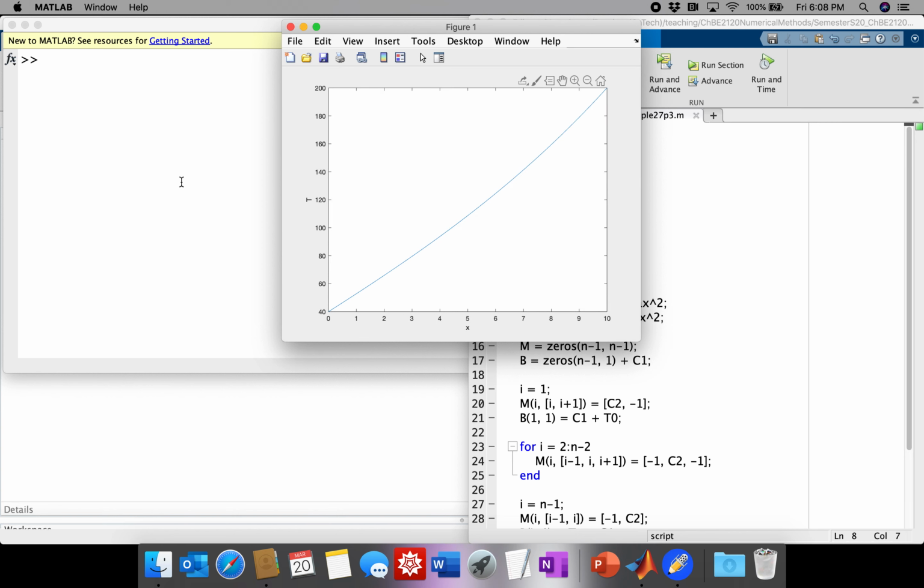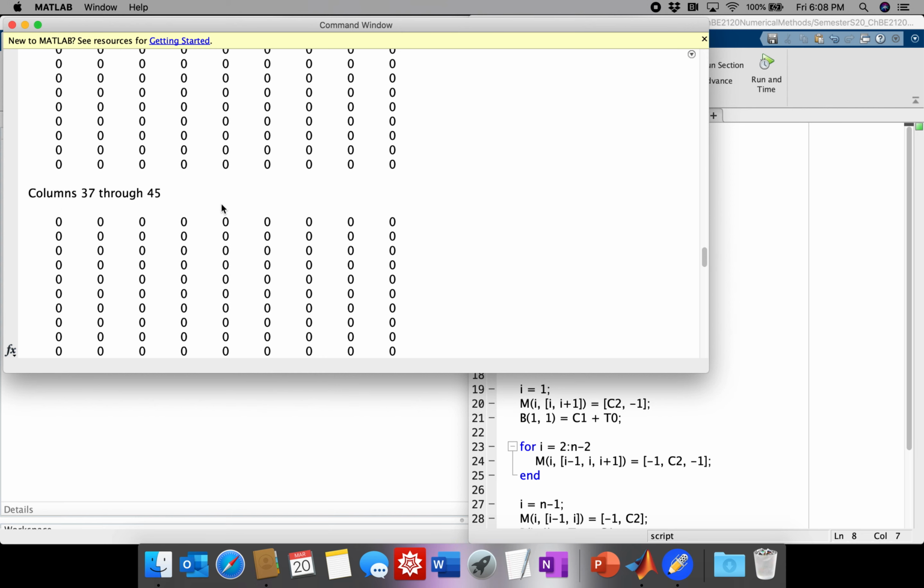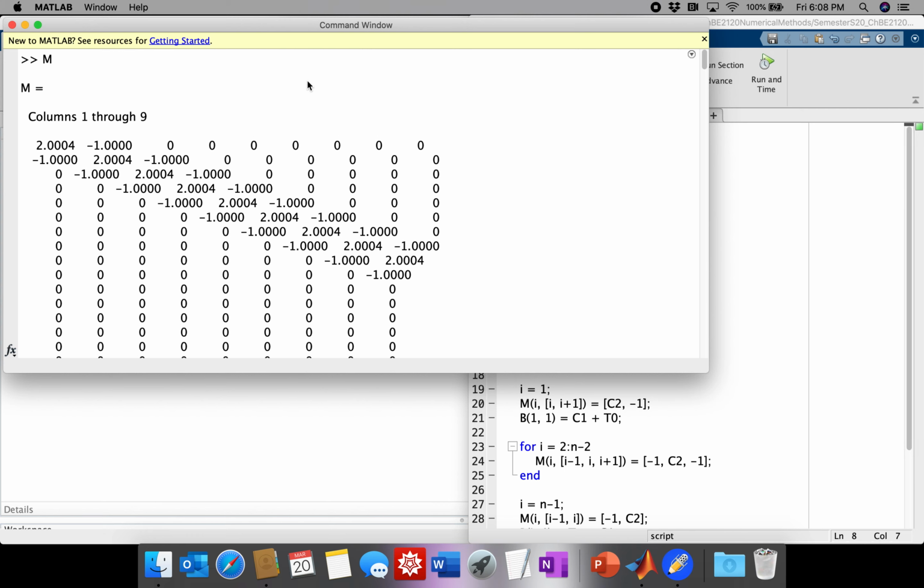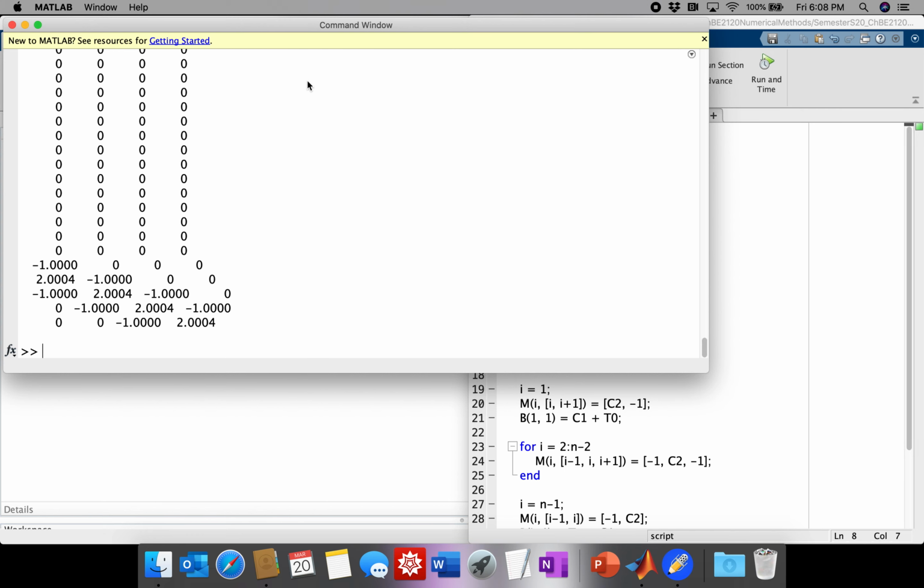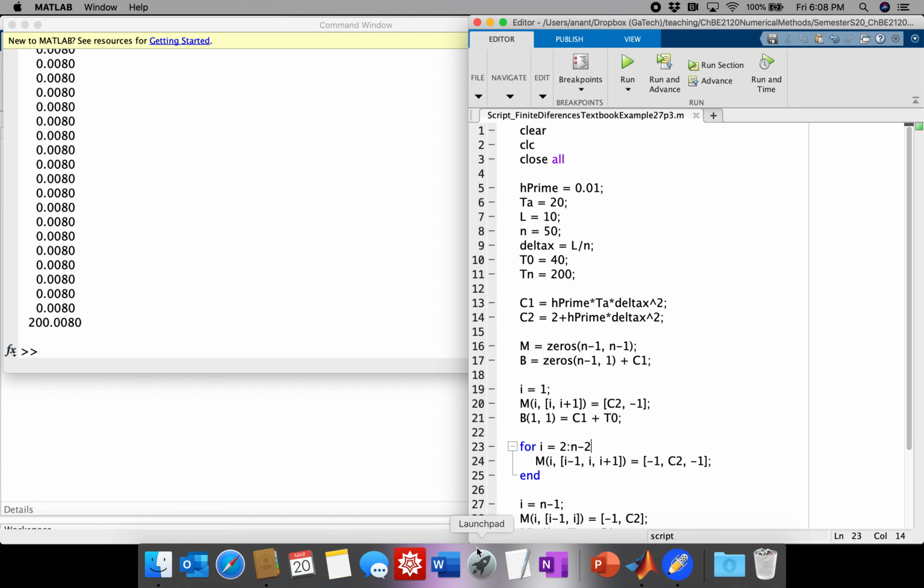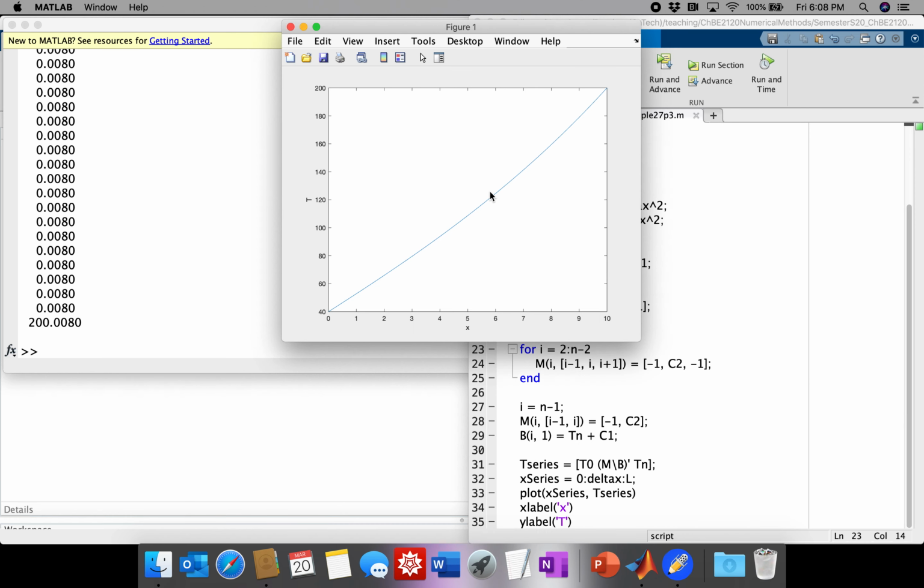Okay, so that does work. Let's take a look at M. It's going to be quite a large matrix, although mostly the non-zero elements should be near the diagonal, and B again should be larger. So I think we have accomplished our mission. Let me take one more look at that temperature profile. Sure enough, 40 to 200. Looks like it worked.